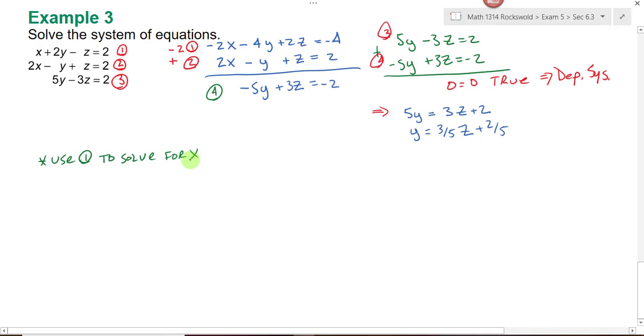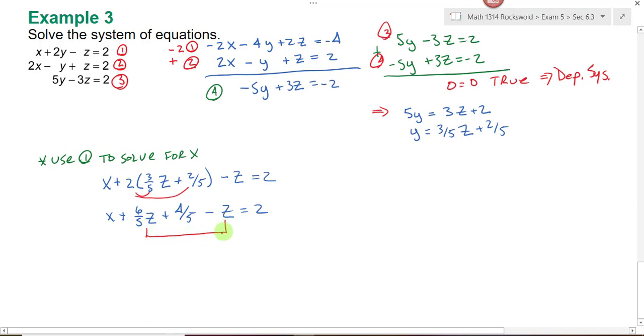Now I need to solve for x. So I'm going to use equation 1 because the x is by itself here, and that should be easy arithmetic. So looking at equation 1, I have x plus 2 times y, but we said y is equal to 3/5 z plus 2/5 minus z equals 2. Now I'm going to distribute this 2 across here and simplify, and I get x plus 6/5 z plus 4/5 minus z equals 2. Now I have like terms that I can combine, and also I can subtract 4/5 from both sides.